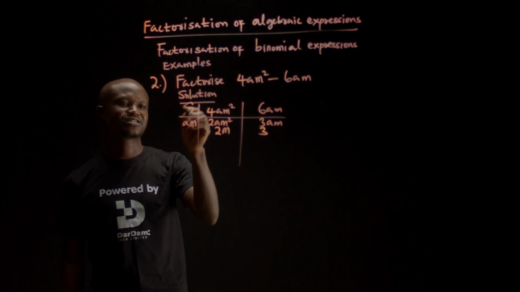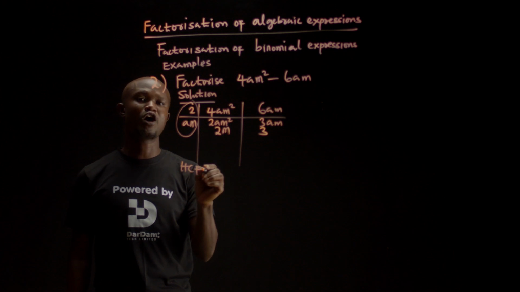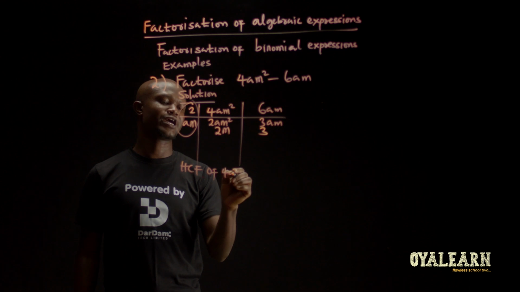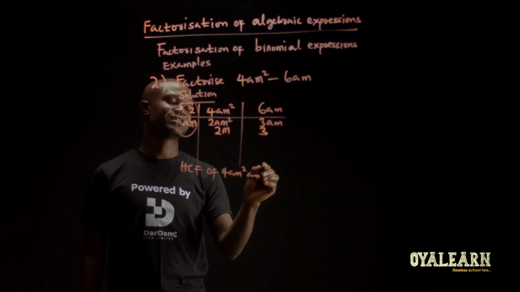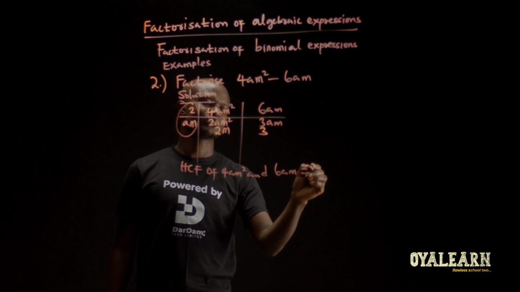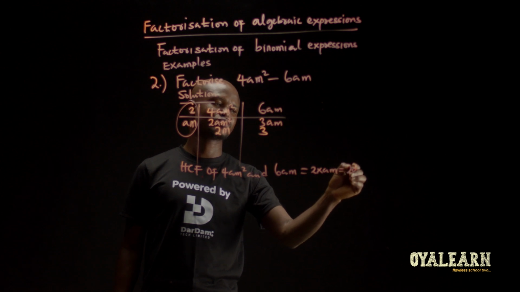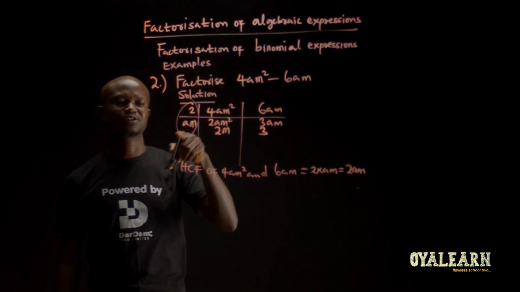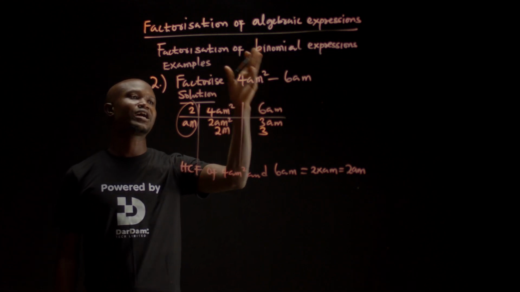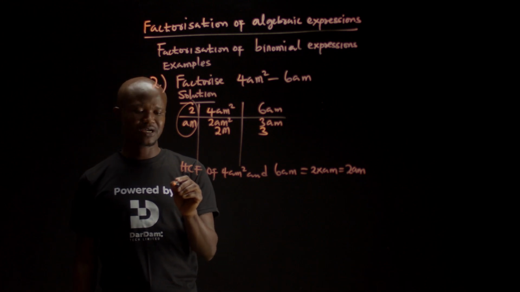So in this case, it means that the ACF of 4am squared and 6am equals to what? 2 times am, which is what? 2am. This multiplied by this. So in this case, we can now factorize.